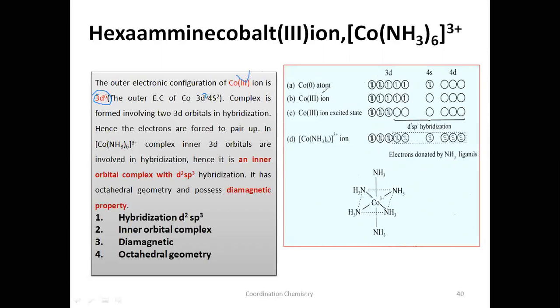Now let us see the representation here. This is the ground state cobalt outer electronic configuration in the absence of ligand, that is 3d7 4s2. Now what is the oxidation state? +3. Therefore remove 3 electrons, 2 from here and 1 more electron from here. What are the remaining electrons? Only 6 remain now, that is 1, 2, 3, 4, 5, 6. Now 4s is empty.